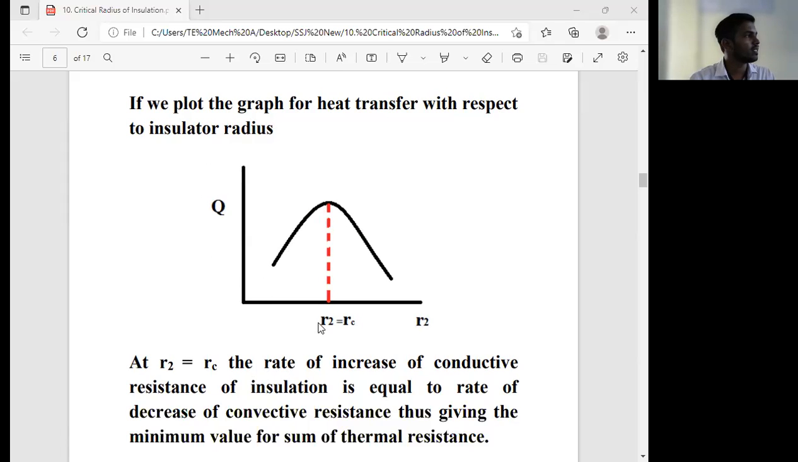Up to what radius will the heat flow increase? That radius is nothing but RC, and RC is nothing but critical radius of the insulation. म्हणजे ही रेडियस अशी असणार आहे, त्या रेडियस पर्यंत तुमचा हीट फ्लो इनक्रीज होणार आहे, and after that what will happen? Heat flow will decrease.